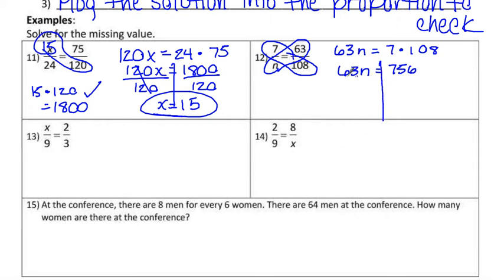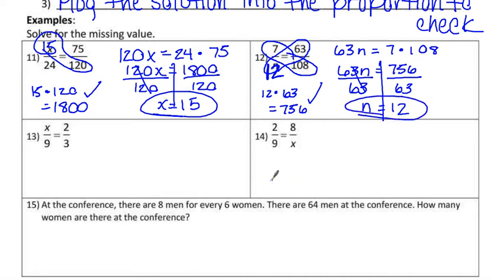I need to get the variable by itself. This is 63 times n. I have to do the inverse, which is divide by 63 on both sides. Cancel. I'm left with n is equal to 12. And if I go back and I check that and I put in a 12 here where the n is, 12 times 63 is going to be the multiplication I have to do. 12 times 63 does equal 756, so I got it right because it matches what it equaled on this side. So 12 is the solution.